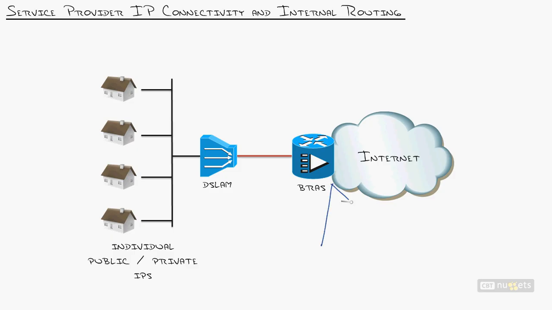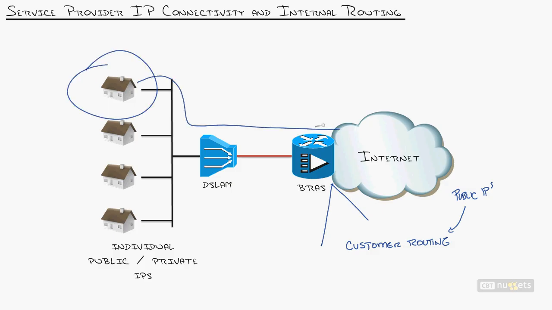When you get into a service provider environment, there are really two distinct layers of routing that happen. The first one most everybody knows about. It's the customer routing, usually using public IP addresses. This is what allows the customers to get online, accessing whatever resources they want to on the internet.